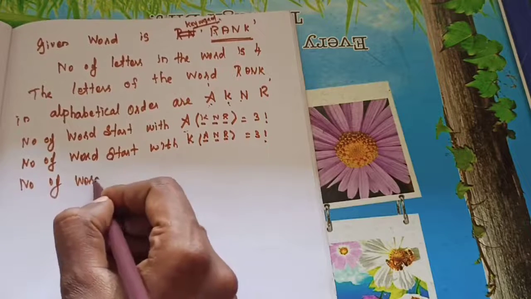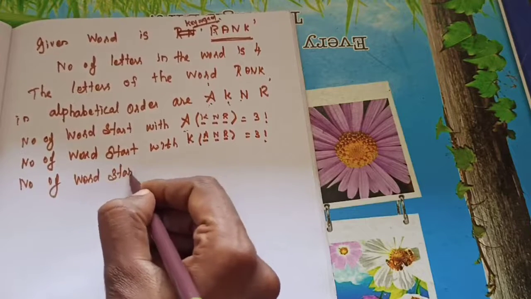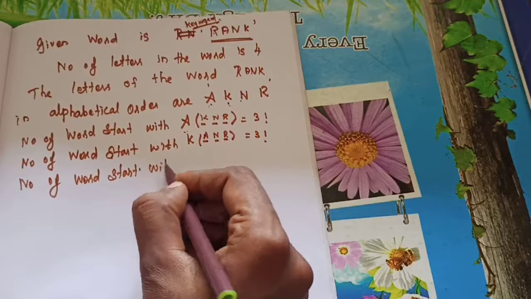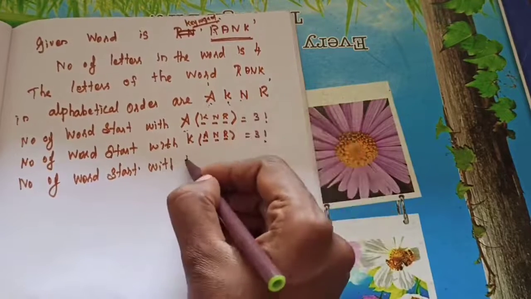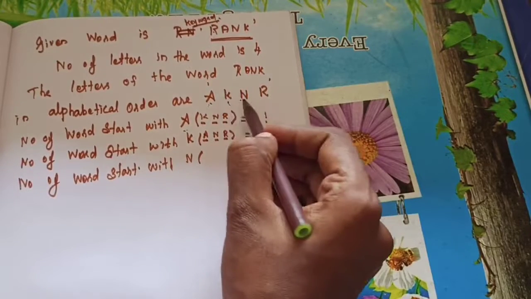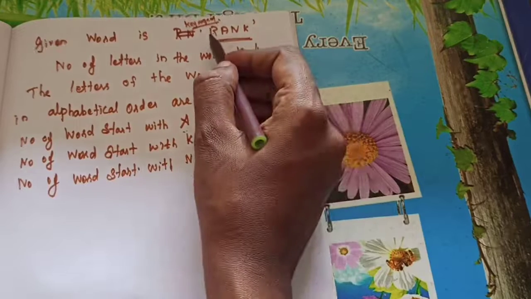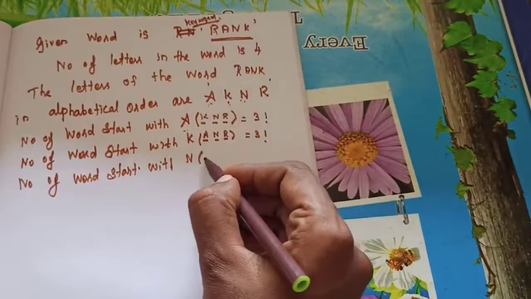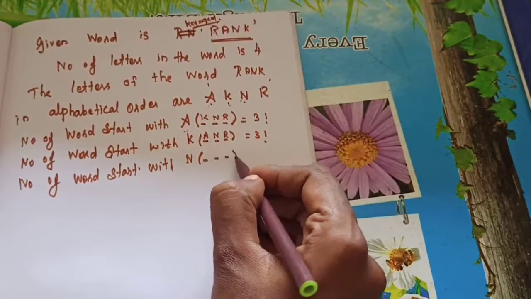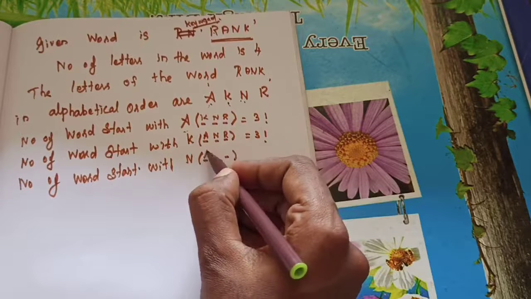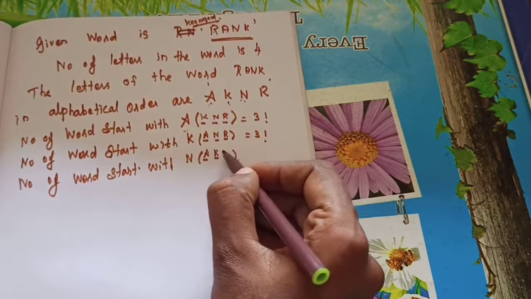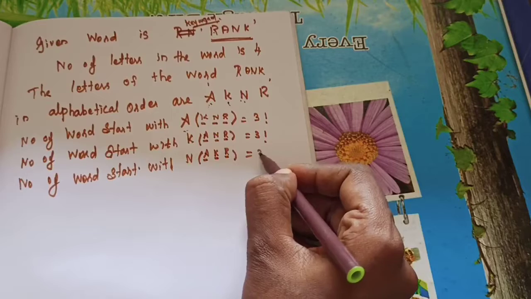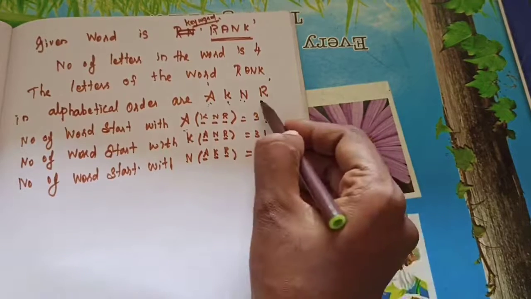Number of words starting with... what's the next letter? N. At once you see the keyword N is there. Here what's the keyword? R. So it's not matching. So how many letters will be the balance apart from N? A must be there. Next K must be there. R must be there. So how many letters? 3 factorial. Understand? Then one more letter balance.